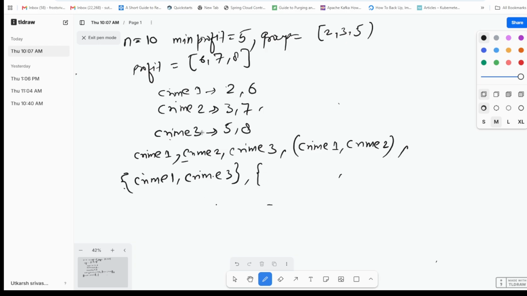Can we perform 2 and 3? Yes, because the number of people required is 8 and max is 10. So we can perform this also. Crime 2 and crime 3, this is also possible. Can we perform all these at once? 5, 3, 8 to 10? Yes, because 10 is our max and this is exactly 10, so we can perform all 3 also.